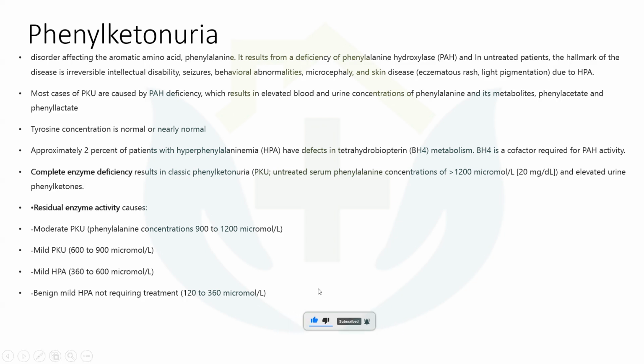If there is complete enzyme deficiency, in such cases the phenylalanine concentration will be very high in the serum, greater than 1200 micromoles per liter, and the urine will also be very elevated. But if some enzyme activity is there, the phenylalanine concentration will vary depending on that. We can categorize it as mild phenylketonuria or moderate phenylketonuria, like that.